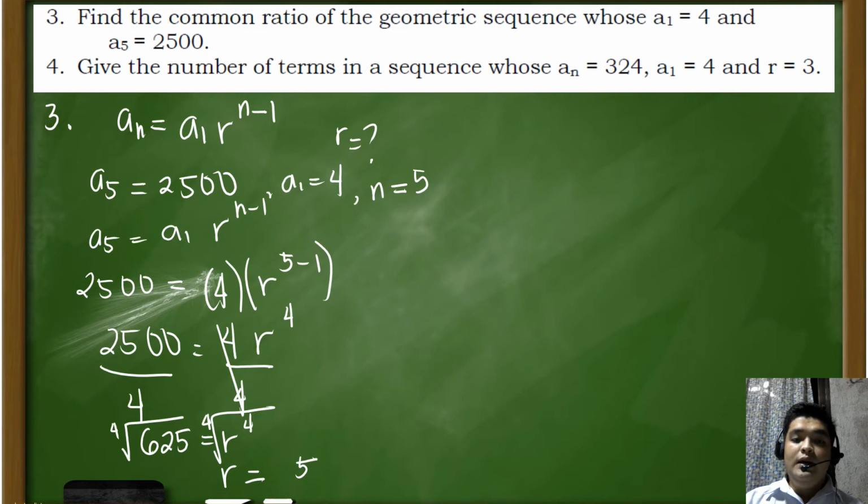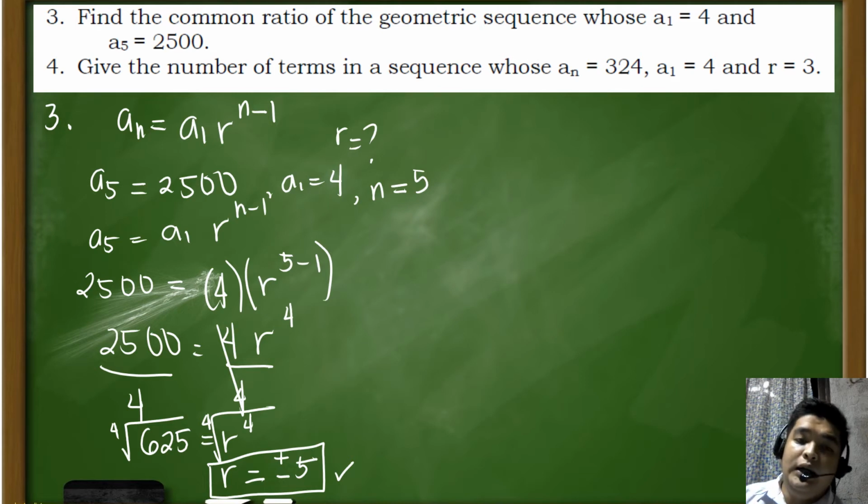Diba? It should be positive, and it's also possible to be negative. Negative 5 times negative 5, then the other negative 5 times negative 5, that is positive. So our r here is positive and negative 5. So there are two values of our r, no? Take note, it's r to the power of 4, meaning the value inside can be negative or positive. Okay? Let's proceed to our example number 4.